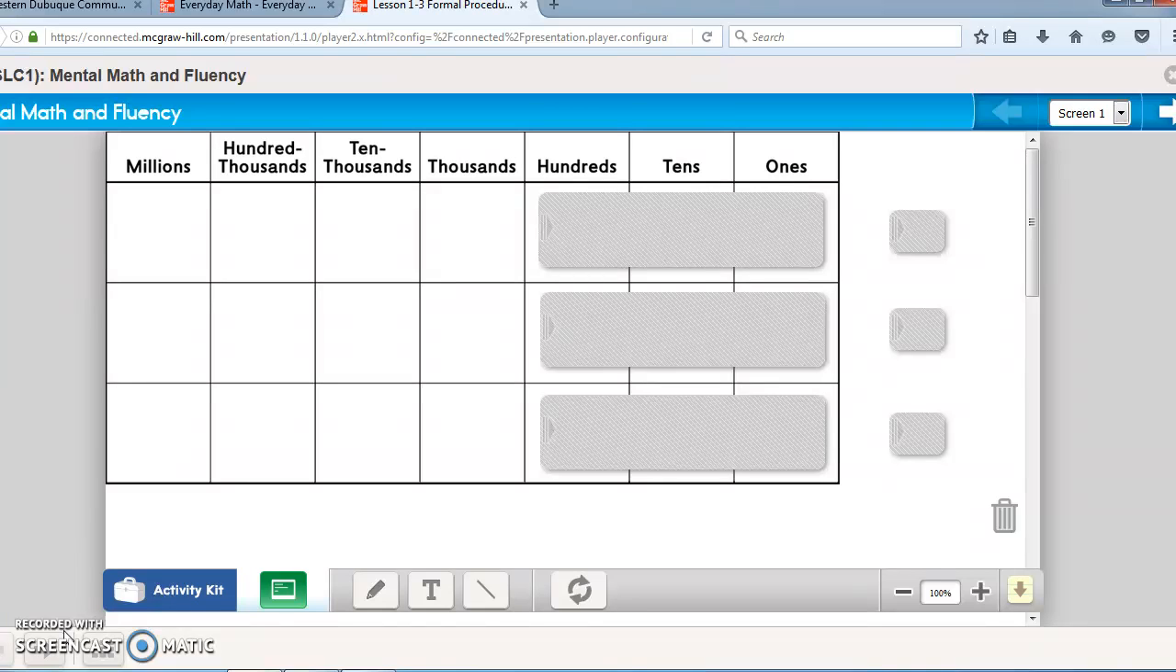Lesson 1, 3, Formal Procedures for Rounding. In this, our focus is going to be for you to make sense of rounding procedures, for you to learn procedures for rounding numbers, and for you to apply rounding procedures to numbers in the thousands and 10,000s. First, let's do a mental math and fluency review.